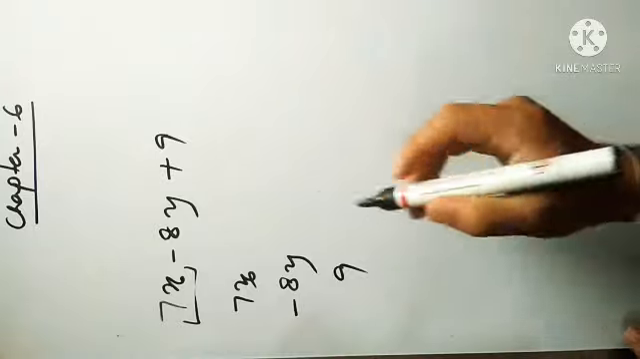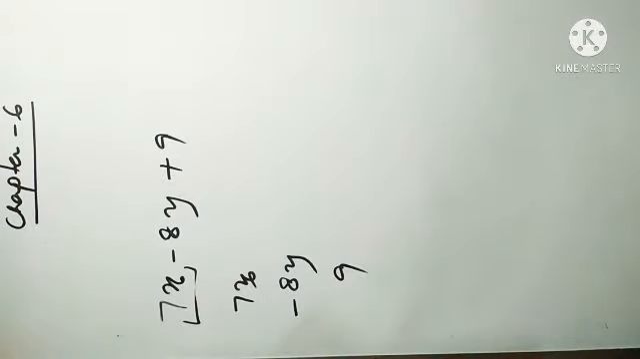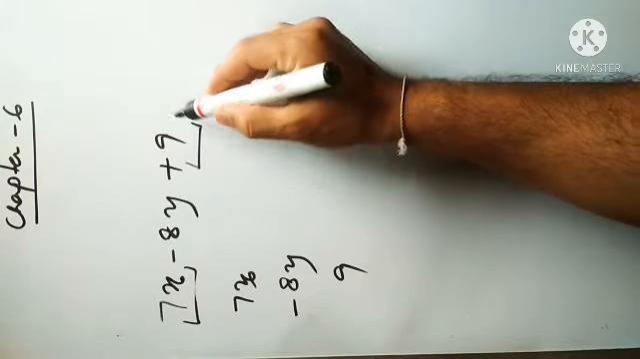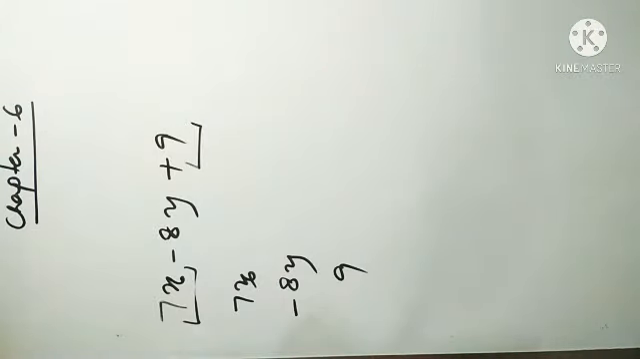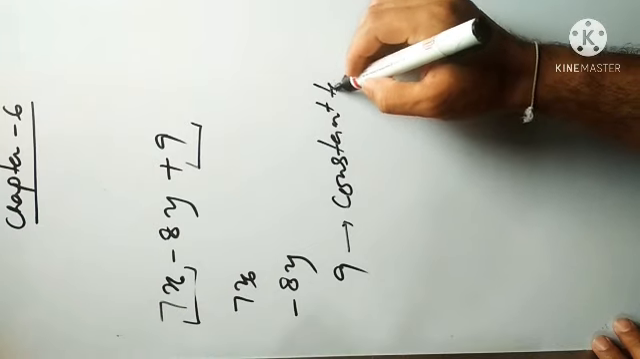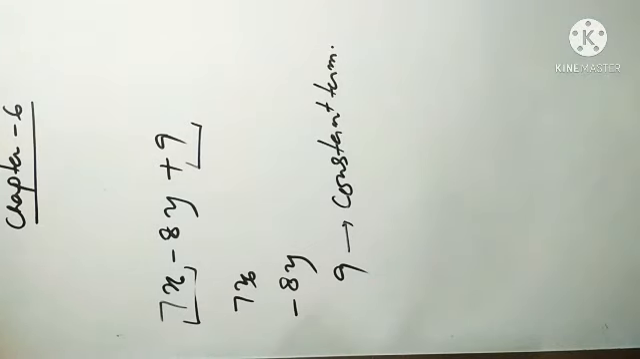Particularly, out of these 3 terms, one term is without any variable. That means the term is free from variable. What is that? That is 9. Any term without any variable is what we call a constant term. Don't forget, terms are always separated by either plus or minus, and the constant term means the term without any variable.